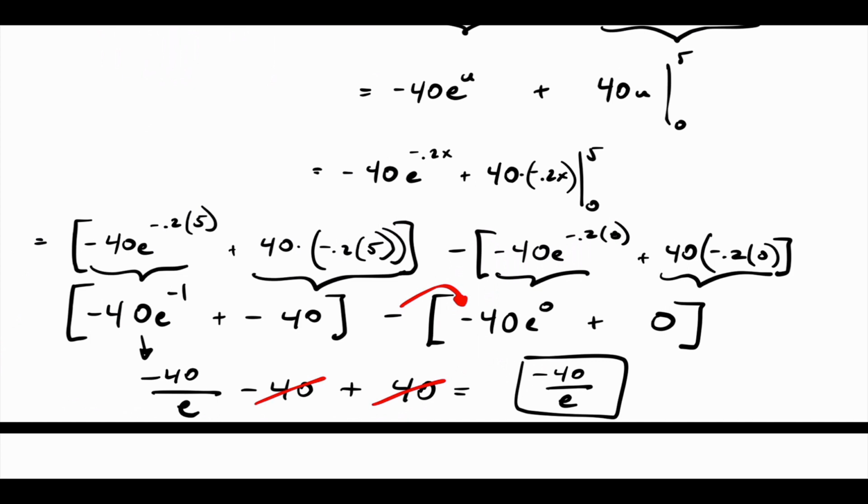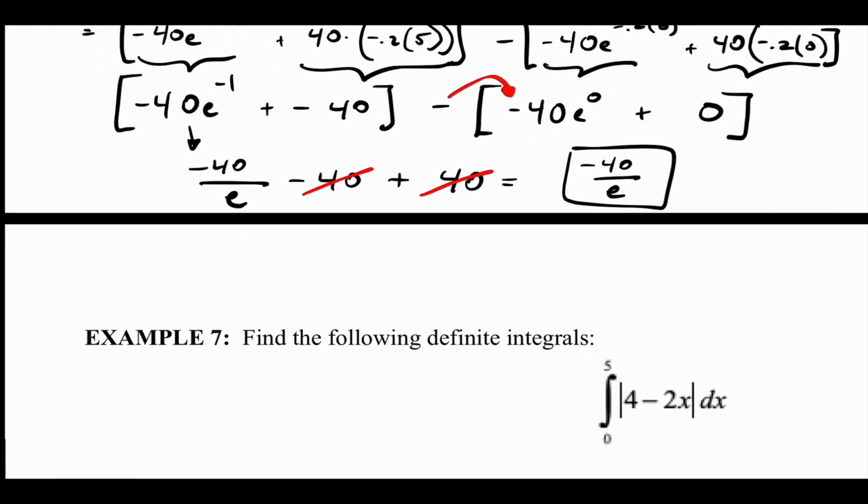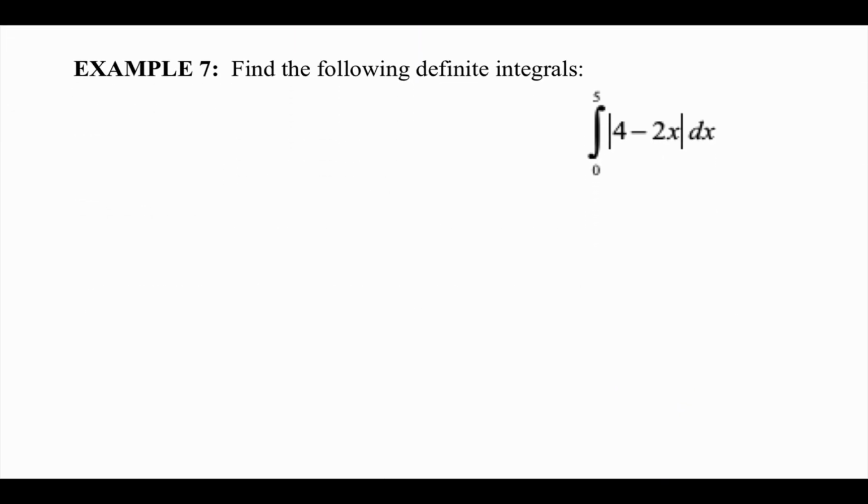So anytime you see e to anything, if it's e to the x, make e to the x u. If it's e to some other power, make the power u. That's the kind of cheat sheet way to do it. Okay. Two more and we're done.